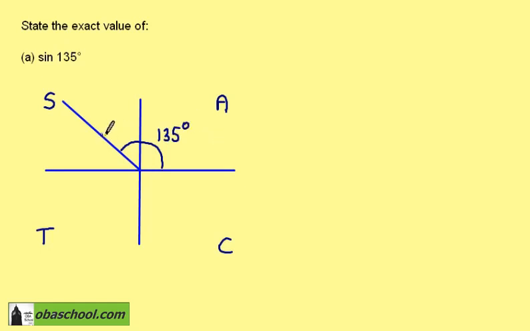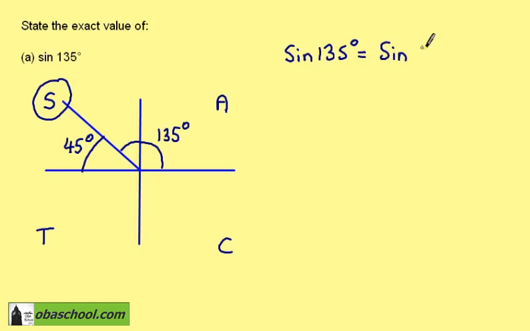The associated acute angle, remember this always goes to the x-axis, is 45 degrees. Since we're in the S quadrant, the sign will be positive. Therefore, the sine of 135 degrees is going to be equal to the sine of 45 degrees, which we should know is 1 over root 2.